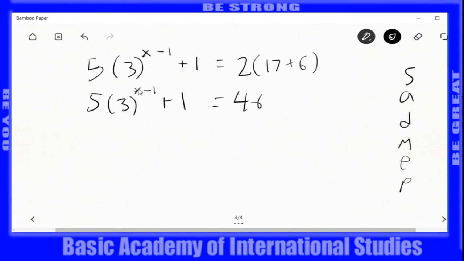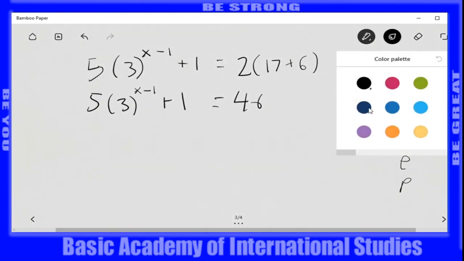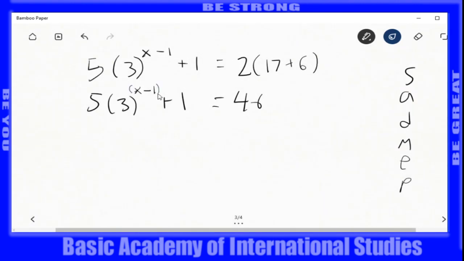My x up here is all up here in this exponent, which means I can't touch it yet, because it's all up here in this 3. So I can't really touch this. You can think of that as parentheses that aren't really there. So that means it goes last.